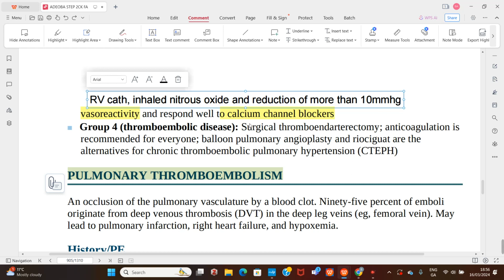But don't forget, whenever you see group 4, you do surgical thromboendarterectomy, and that's the only way you can be sure that the patient is going to be free from the problem. And definitely they have to be on anticoagulation too.